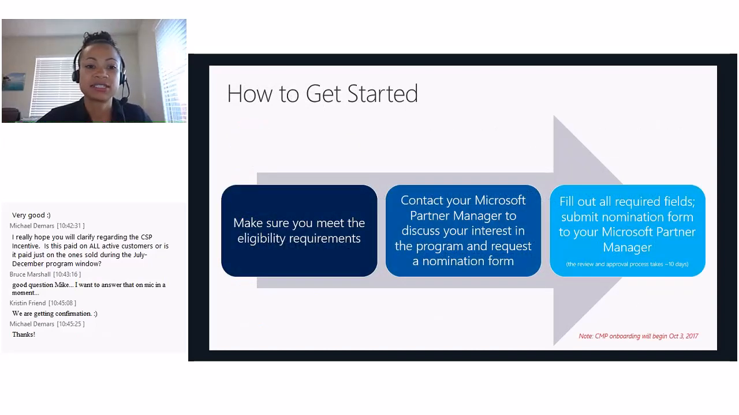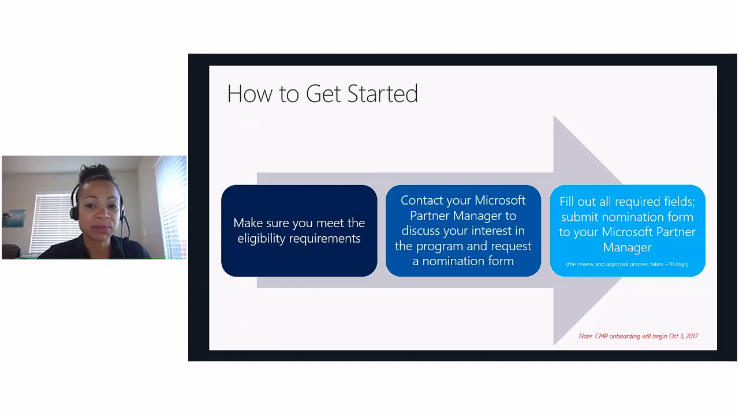And how to get started. Just make sure you meet the eligibility requirements, reach out to your PDM or IPDM to discuss your interest and request the nomination form, fill out all of those fields, submit them back to your PDM or IPDM, and then the review and approval process takes about 5 to 10 days. So just kind of keeping that in mind after you've submitted that, it does take about 5 to 10 days to get that reviewed and approved.